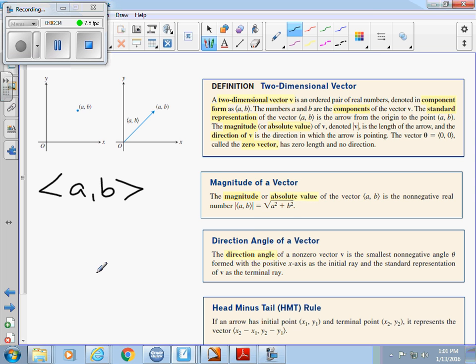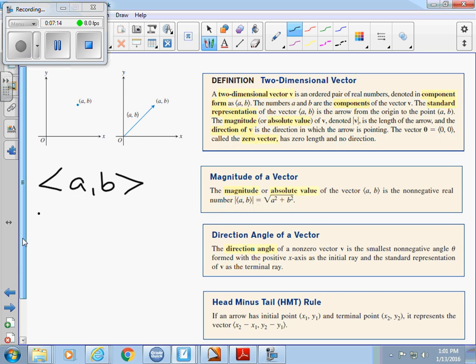The direction angle of a non-zero vector is the smallest non-negative angle theta formed with the positive x-axis. So in other words, it's between 0 and 360. We could go around again, but they're going to give you the one between 0 and 360. With the x-axis as the initial ray and the standard representation of V as the terminal ray. So in other words, it's the angle that you would get just like on a unit circle type angle. It's the angle from the positive x-axis to the vector.